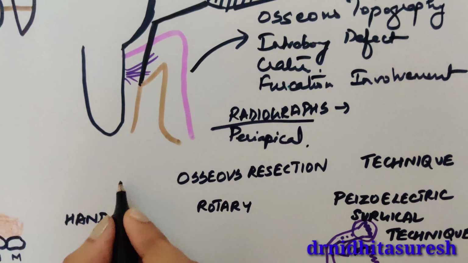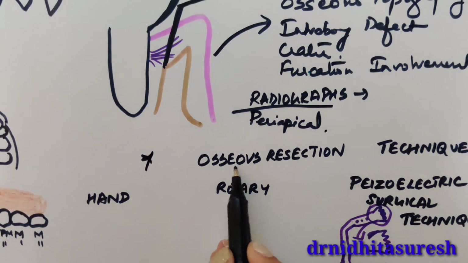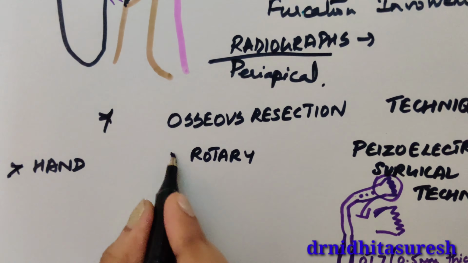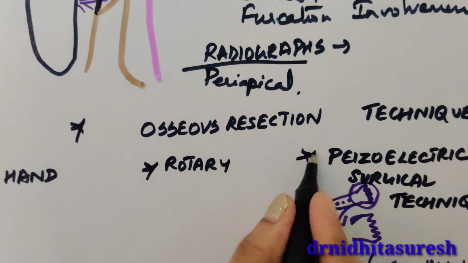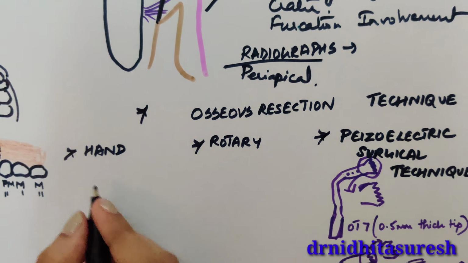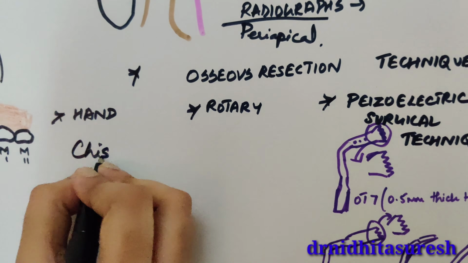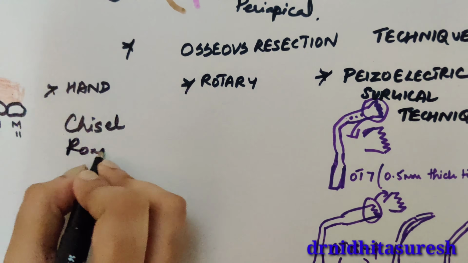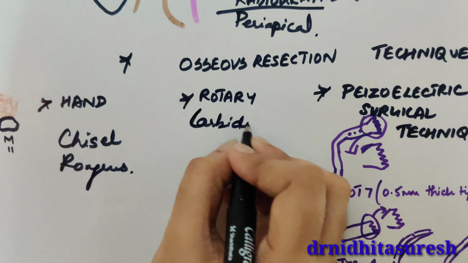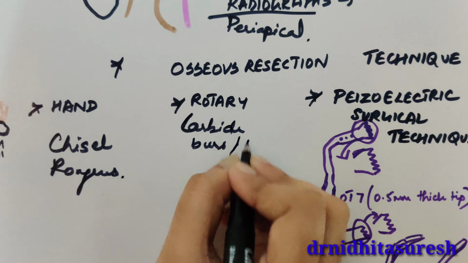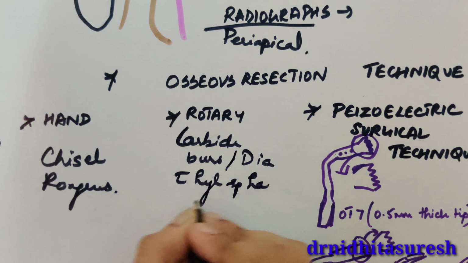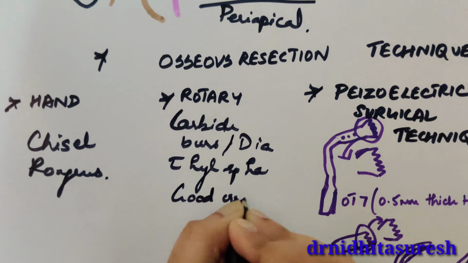Now coming to the instruments used when you do an osseous resection technique. You can use your hand instruments, you can use your rotary instruments, and you can use something called piezoelectric surgical technique. So in hand instruments, you basically use chisels and rongeurs. Yes. For rotary instruments, you can use carbide burs or diamond, with a high speed handpiece and good irrigation.